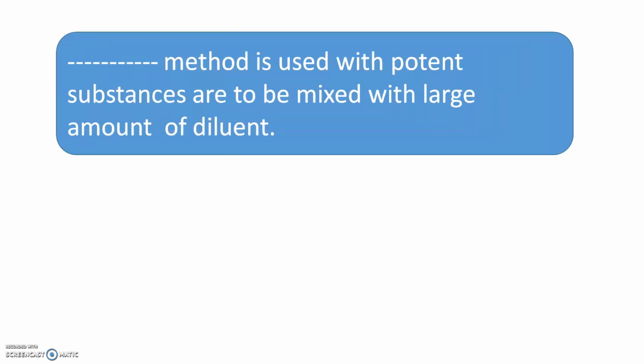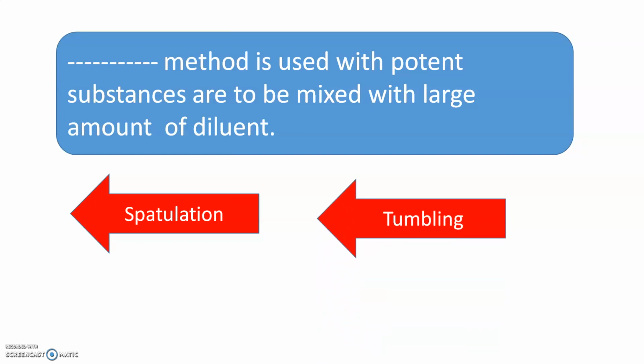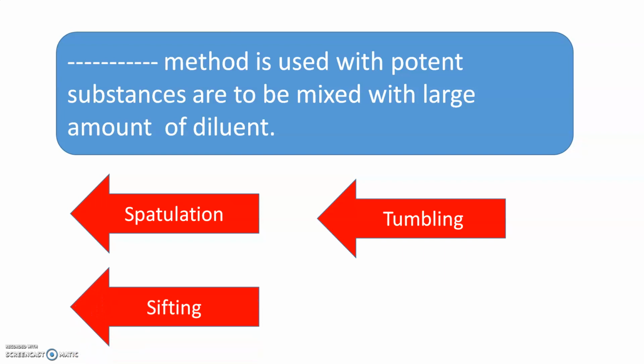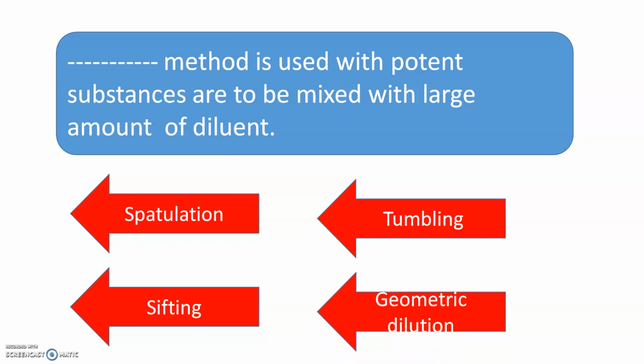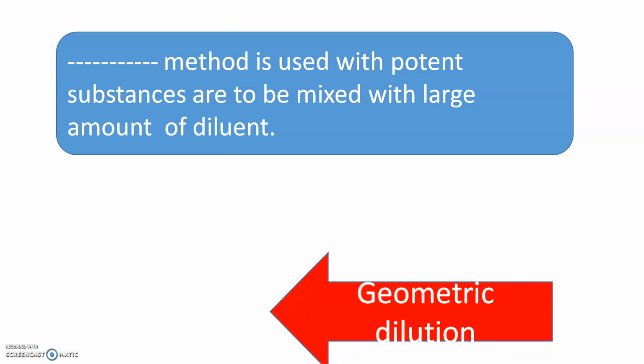Dash method is used when potent substances are to be mixed with a large amount of diluent. When you want to mix the potent substances with a large amount of diluent, the method used is, and the options are spatulation, tumbling, sifting or geometric dilution. And the correct answer is yes, geometric dilution. When you want to mix the potent substances with a large amount of diluent, the geometric dilution method is used.